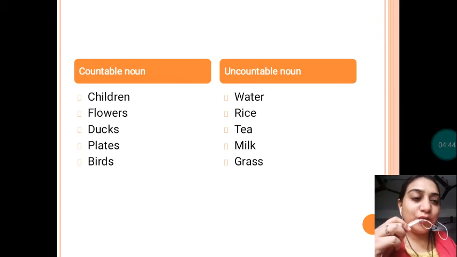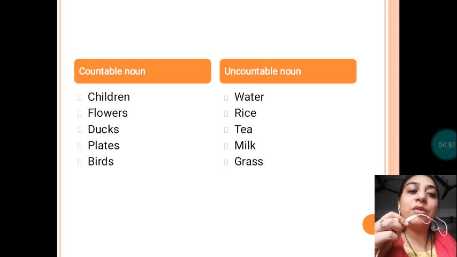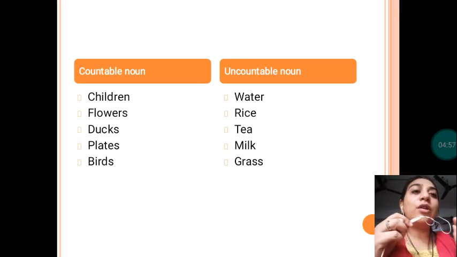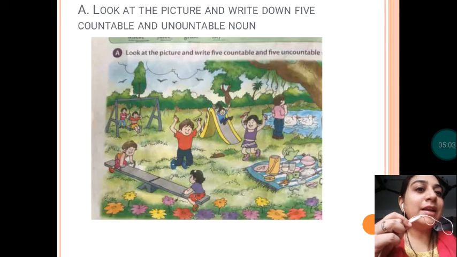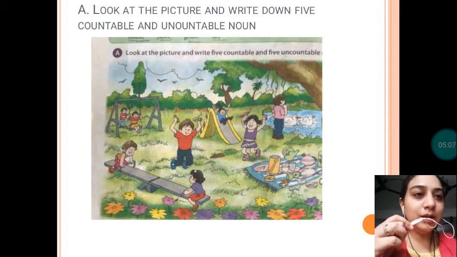So students, you have to write down this. There is a space given on page number 8, and the heading is given countable noun and uncountable noun. So you have to write down there looking at the picture. Do write down on your Viva publication textbook page number 8. You have to look again at the picture and then write down 5 countable and 5 uncountable nouns. I hope you are clear with this.